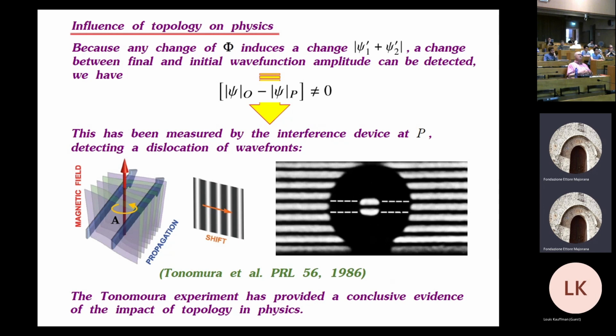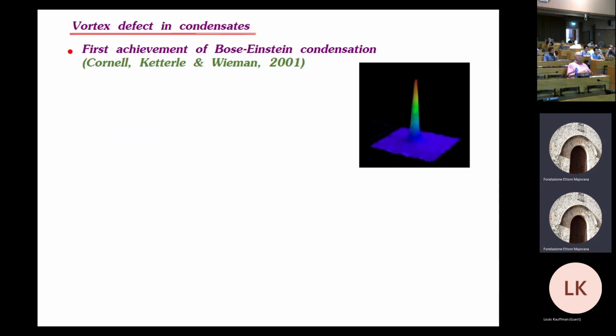Tonomura experiment provides conclusive evidence of the impact of topology in physics. Now we get towards the end of my talk. I've been pretty brief because I don't want to use too much of your time. And the idea is, okay, we saw Kelvin's idea with the Hall, and then we saw this work on the Aharonov-Bohm effect. What about now, today?